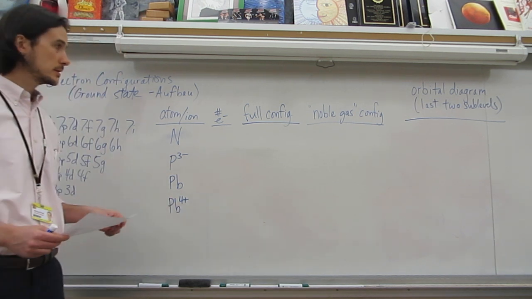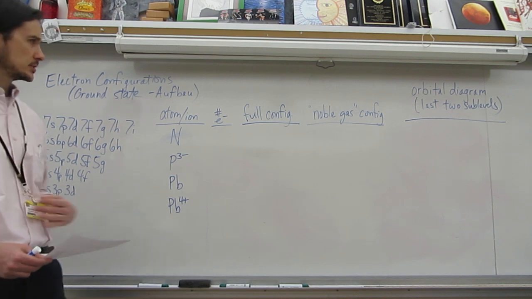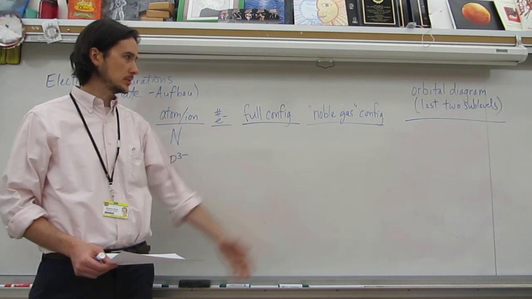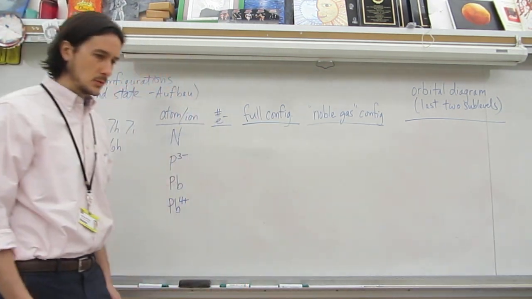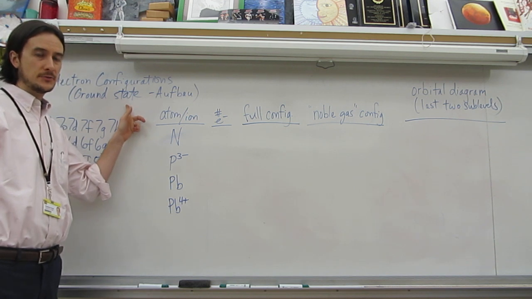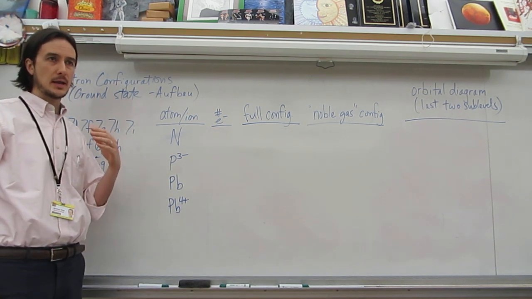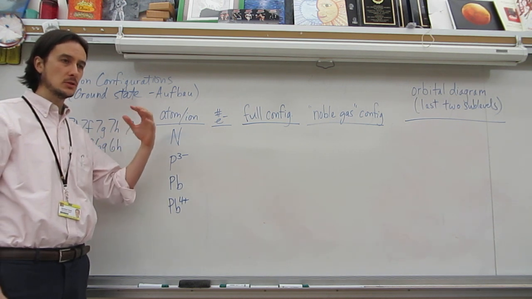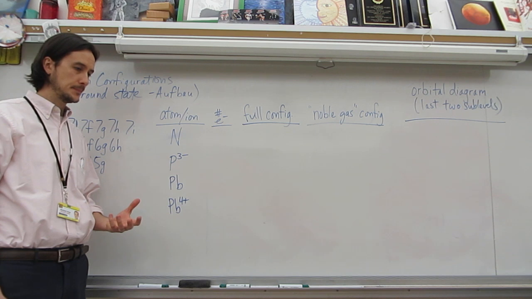So we're writing electron configurations, shortened electron configurations. Sometimes I call it noble gas. Some people call it noble gas configuration, and orbital diagrams. So we are writing ground state electron configurations. So these are configurations where the electrons are all in as low an energy orbital as they can be.